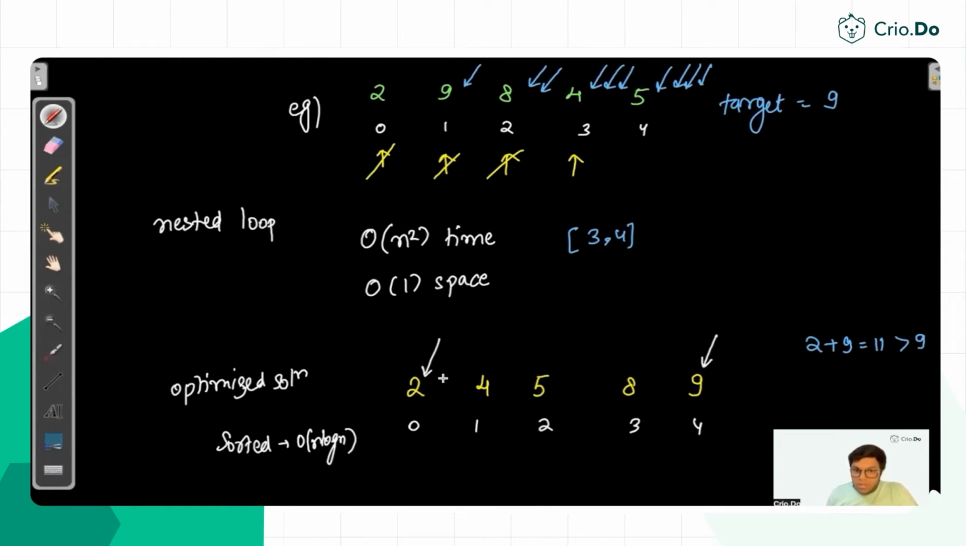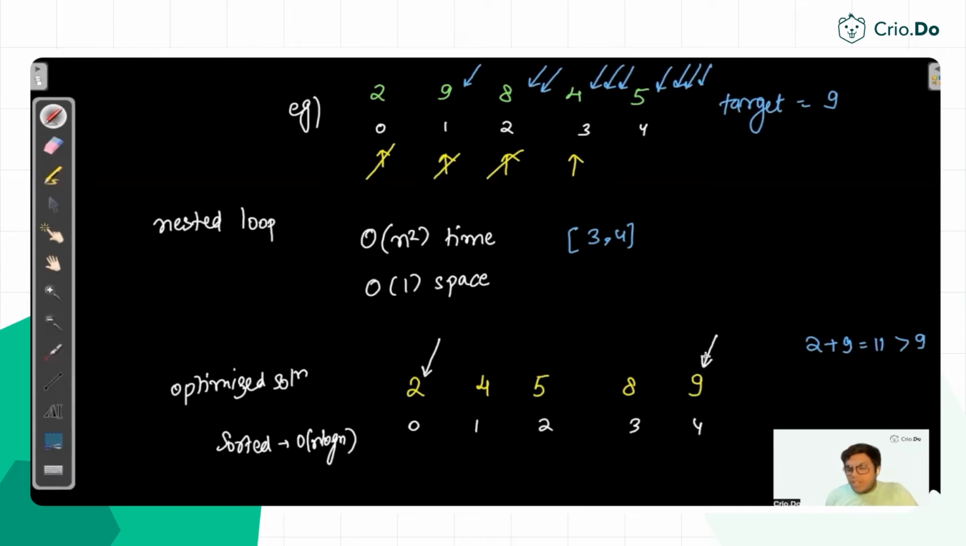Should I make 2 become 4, or 5, or 8? No, that will increase the sum, making it 9 plus 4, 9 plus 5, 9 plus 8. What about making the 9 value reduce? What about 2 plus 8? Yes, surely it will decrease. 2 plus 5 will decrease even further than 9, but it is decreasing. The main goal is to decrease the sum.